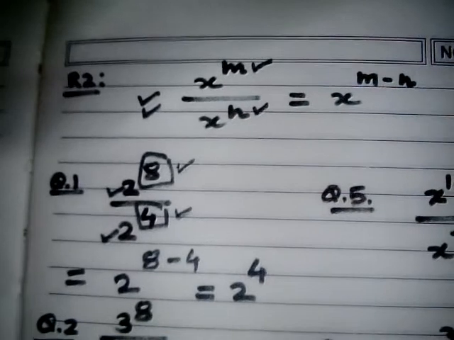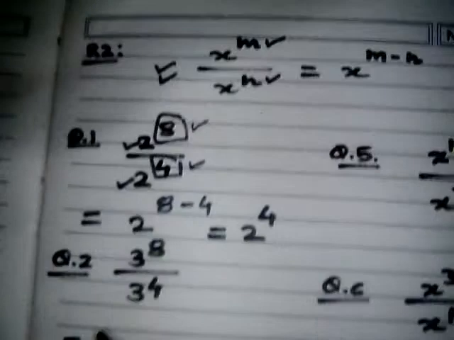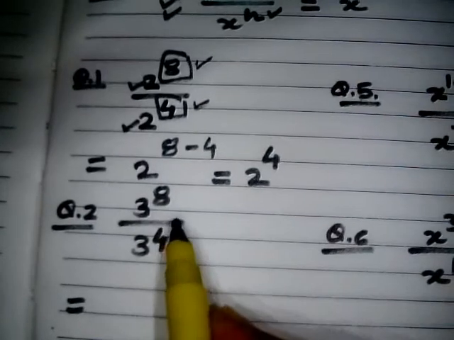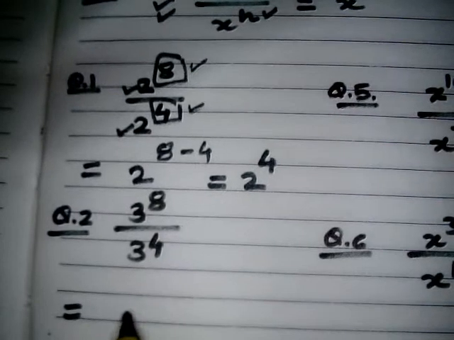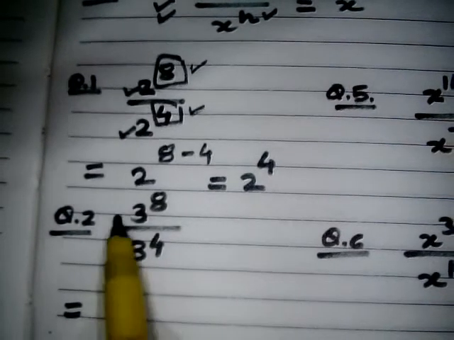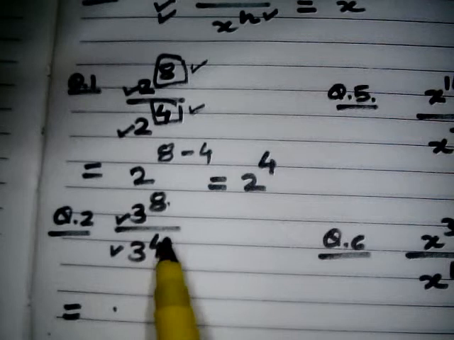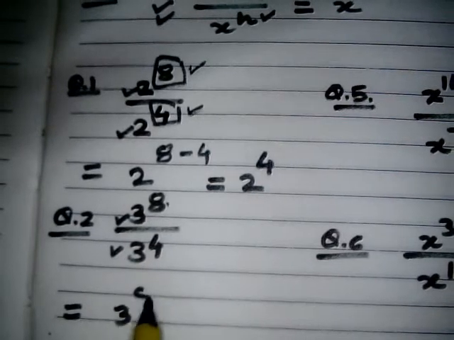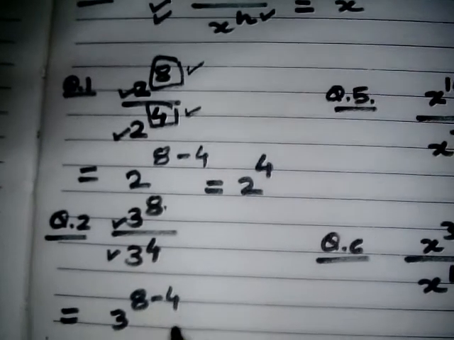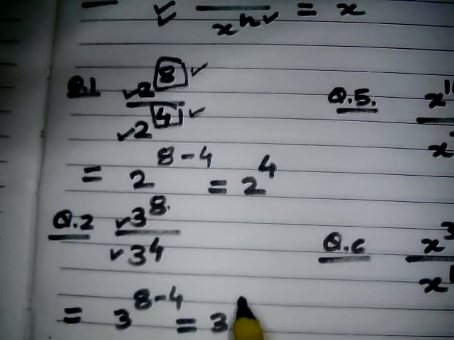Now we move to the next question. 3 to the power 8 over 3 to the power 4. Here also the base is the same, so we can subtract the powers. So 3 to the power 8 minus 4, that is also going to be 3 to the power 4.